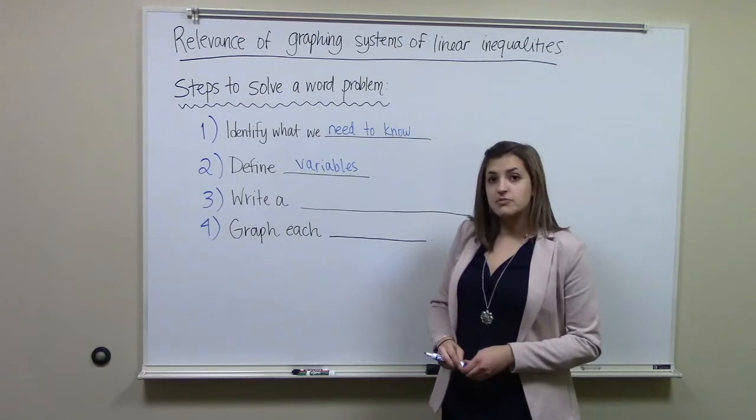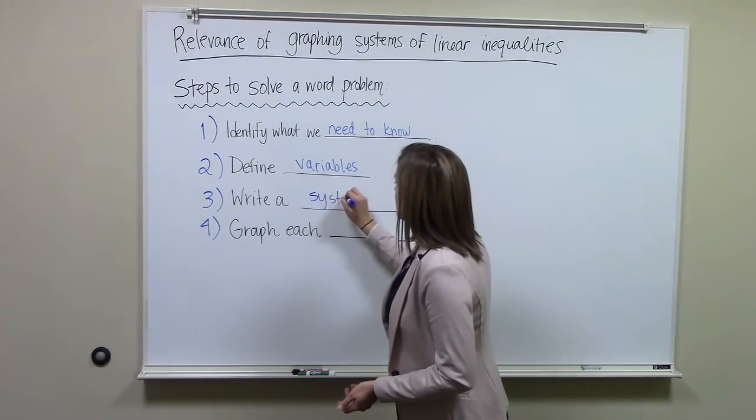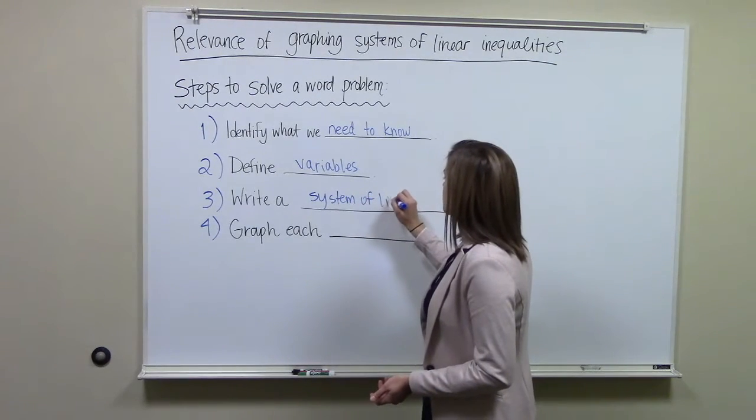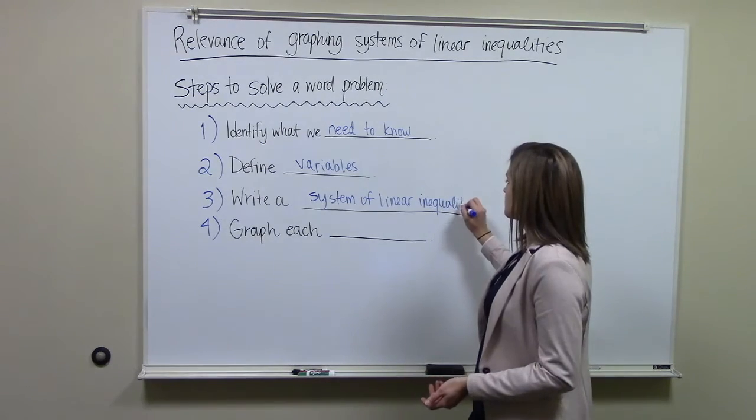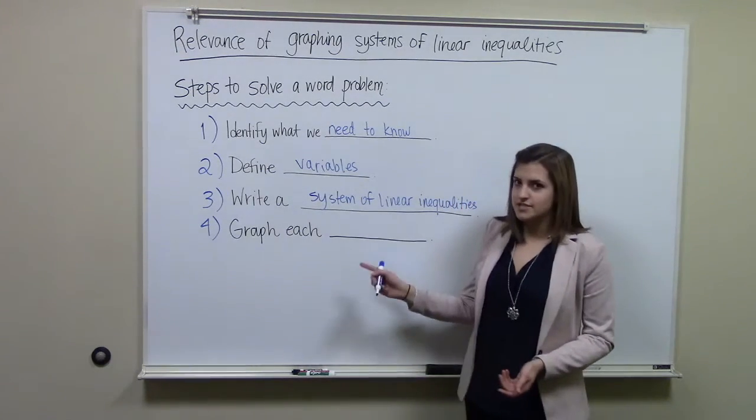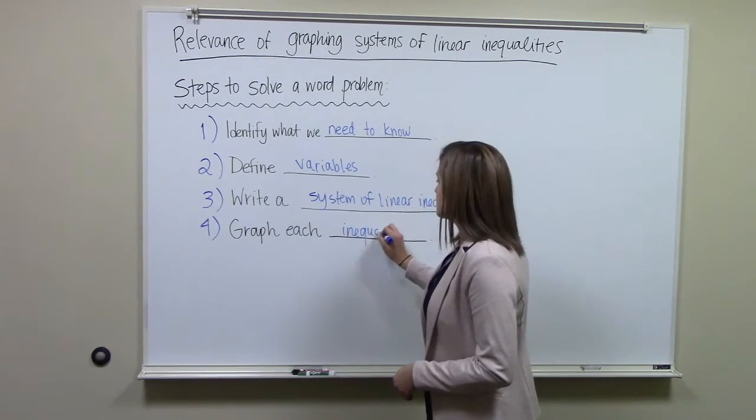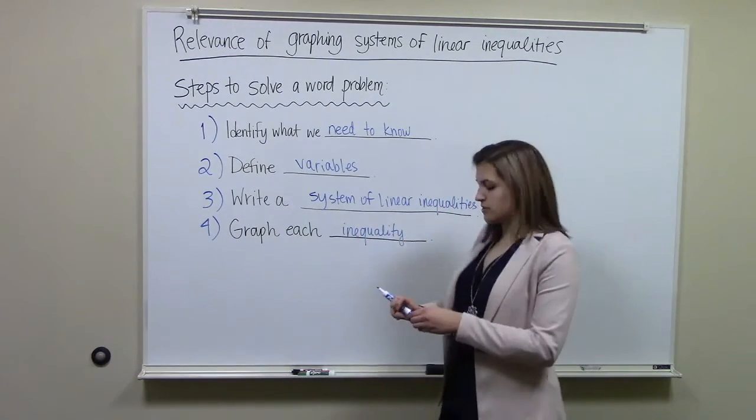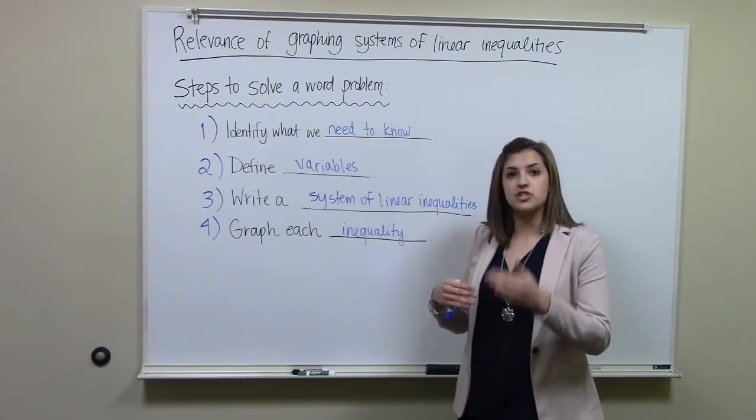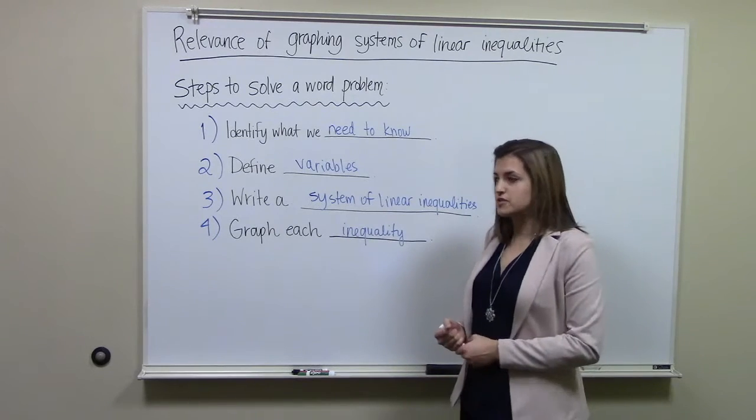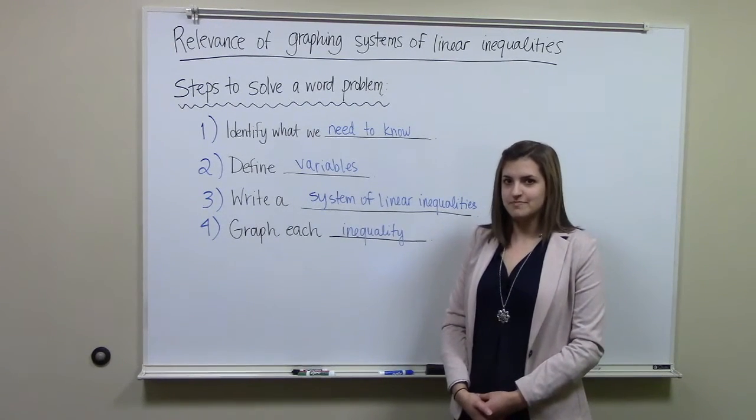Third step is to write a system of linear inequalities so that we can actually graph it and solve it. And our fourth step is to graph each inequality. And by this time, when we graph each inequality, we'll see that space where both inequalities overlap, the shading for both of them, and that will be our solution space for our problem. All right, let's try some examples using these steps.